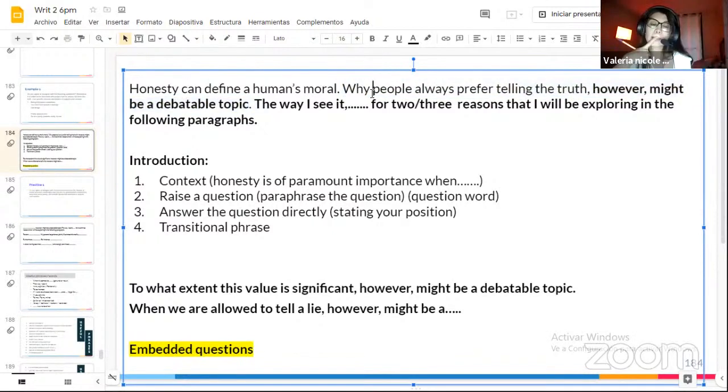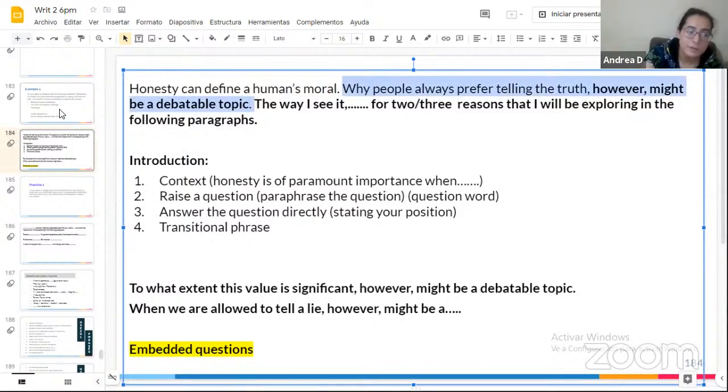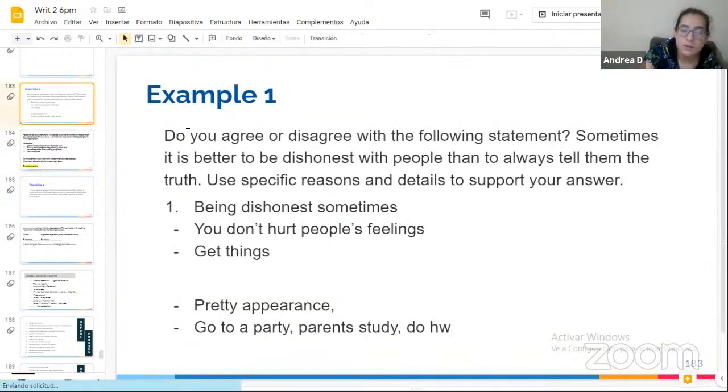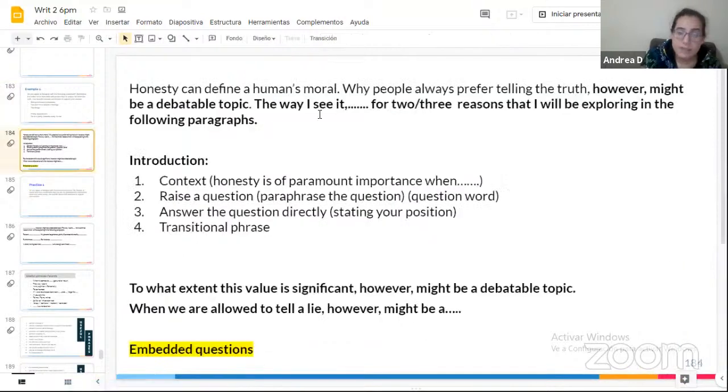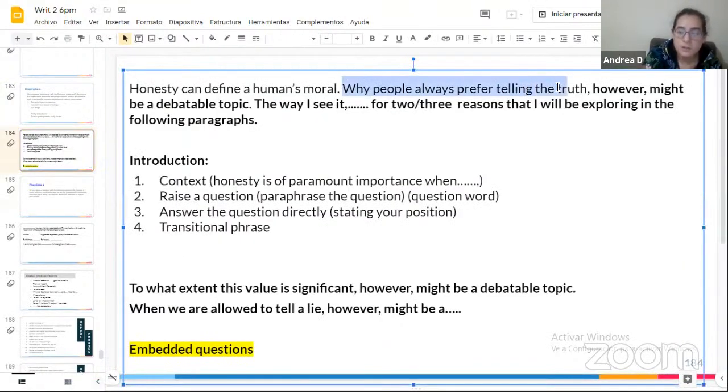No? Okay, teacher. So why people always prefer telling the truth, however, might be a debatable topic. That's good, but I'm not sure if this is paraphrasing the question correctly, because that's not the question, right? The question isn't asking about why people prefer to tell the truth. The question is whether it's better to tell the truth or not. So in basic words, you could say whether it's better to tell the truth, however, might be a debatable topic. But try to say something different. That's what I mean.